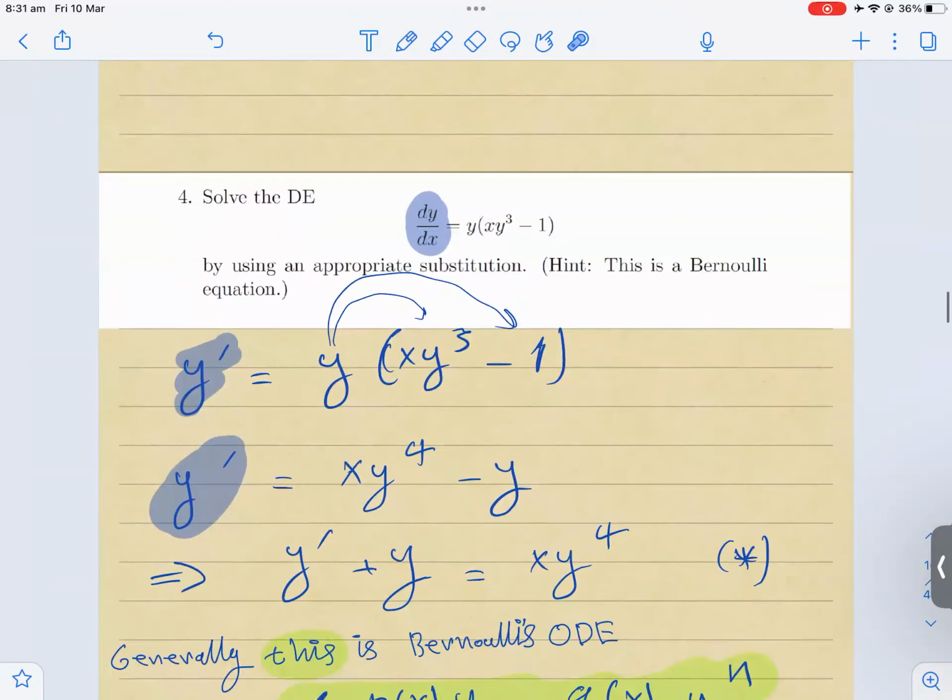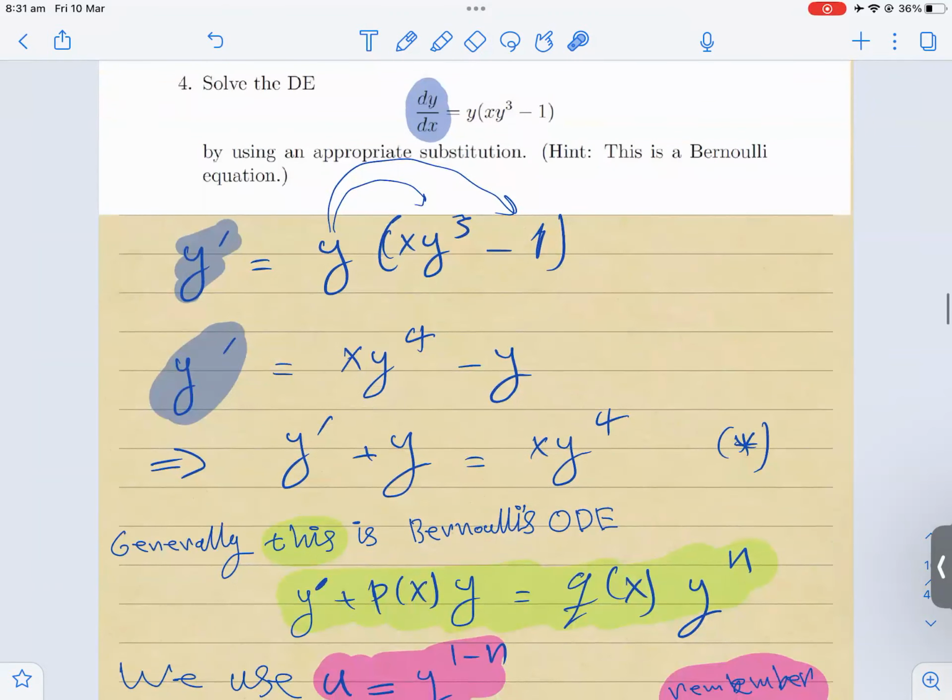So this one, Bernoulli. In your mid-semester exam, you will have one question about Bernoulli. I promise that you will have one question about Bernoulli and it has 3 marks. So y prime of this one is given in the way that we want. I distribute y inside the parentheses, xy to the 4 minus y. So for y prime, I move this minus y to the left by changing the sign, x times y to the 4.